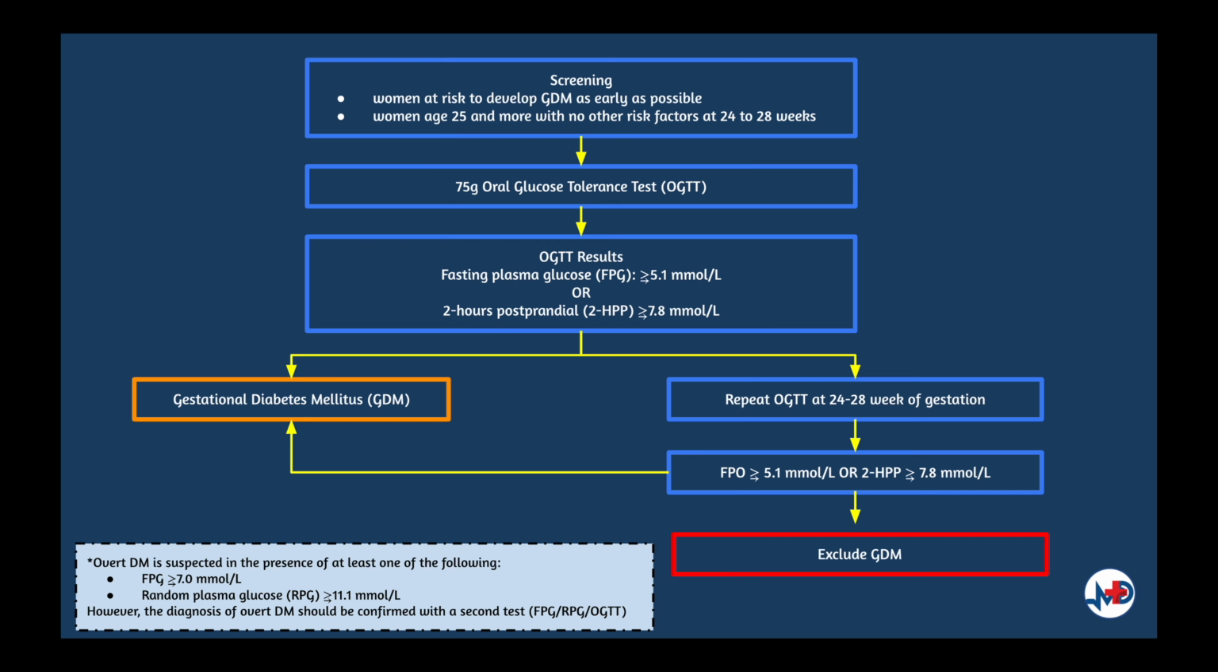Overt diabetes mellitus is suspected in the presence of at least one of the following: fasting plasma glucose of 7 or more millimoles per liter, or random plasma glucose of 11.1 millimoles per liter or more. However, the diagnosis of overt diabetes mellitus should be confirmed with a second fasting plasma glucose or random plasma glucose, or by doing another oral glucose tolerance test.